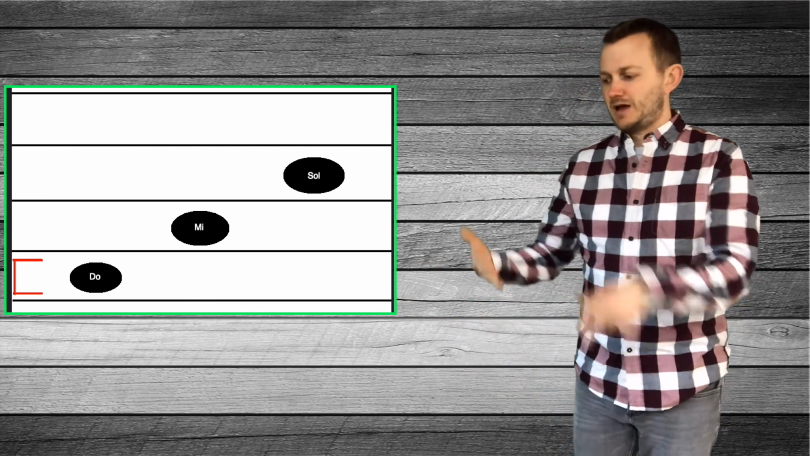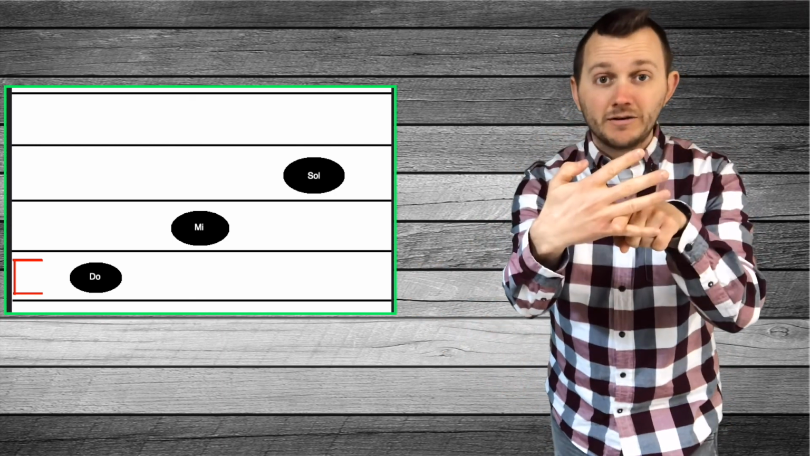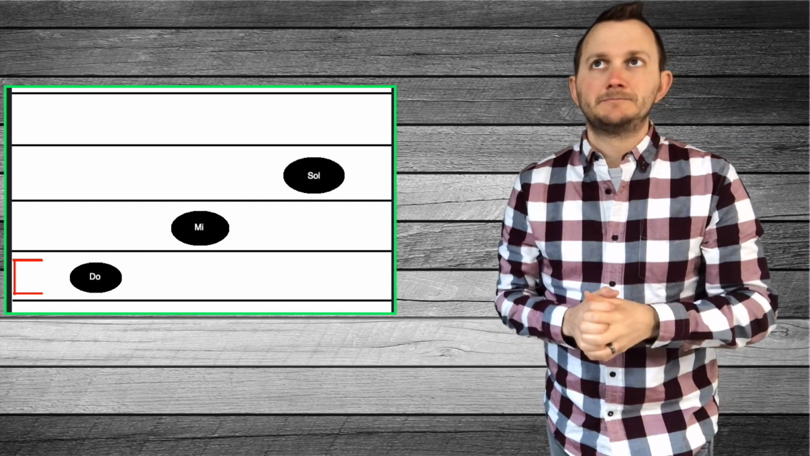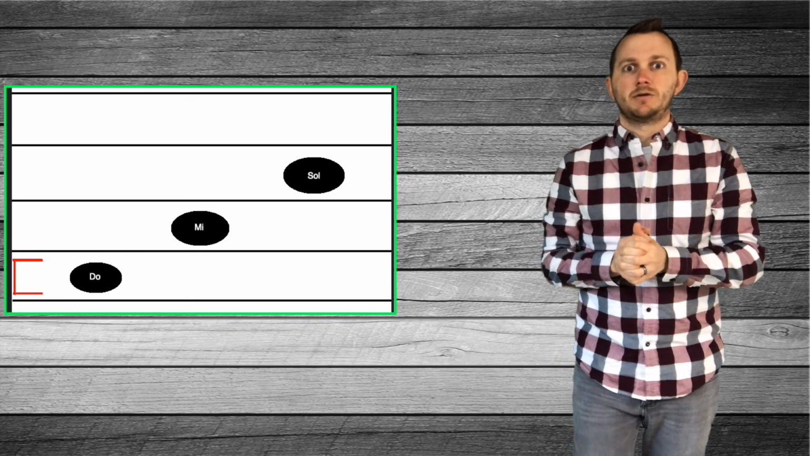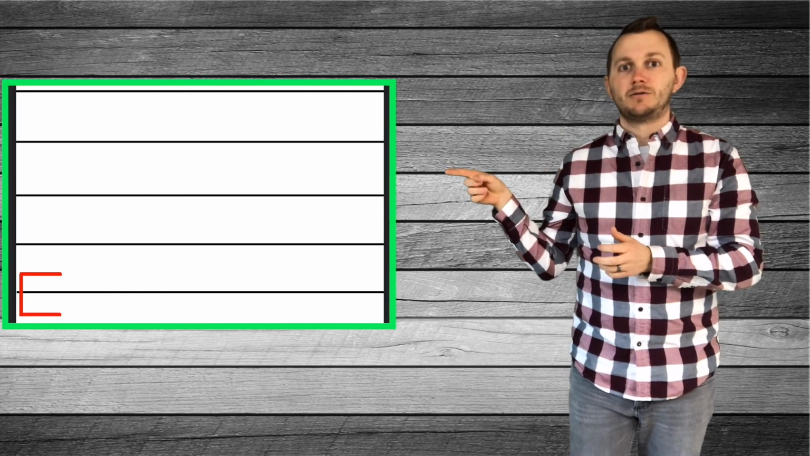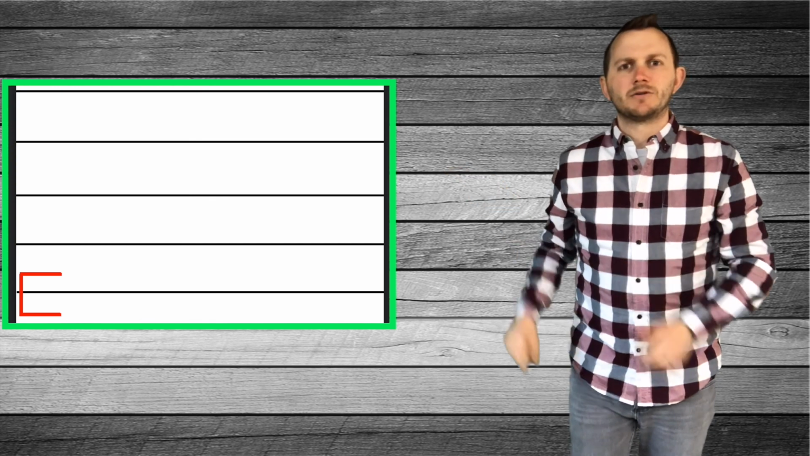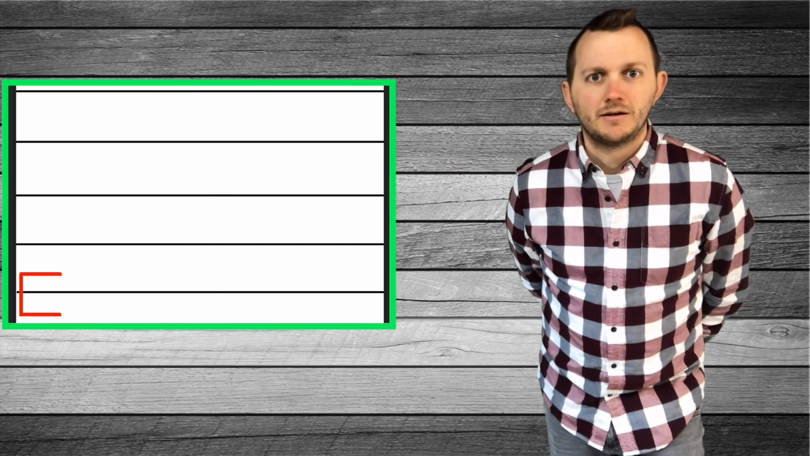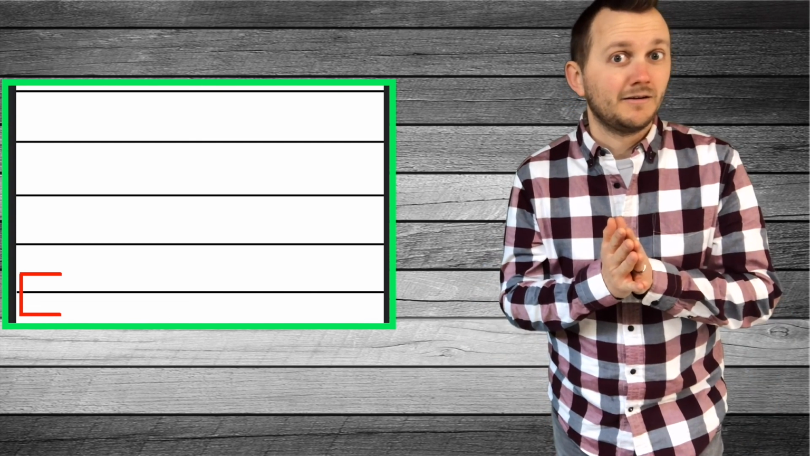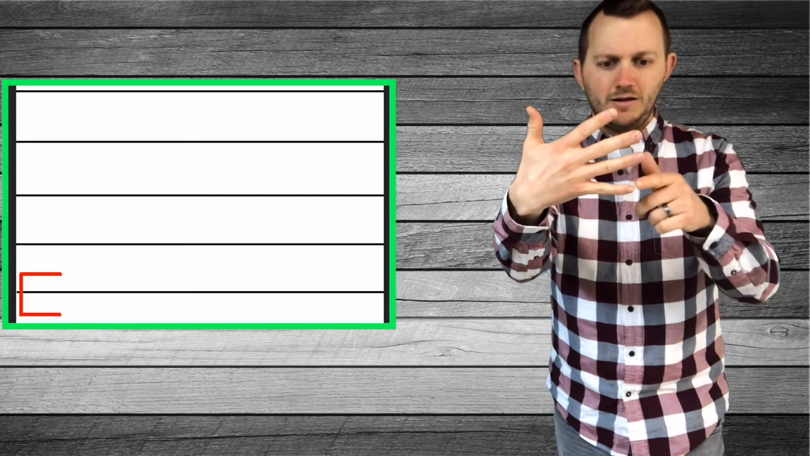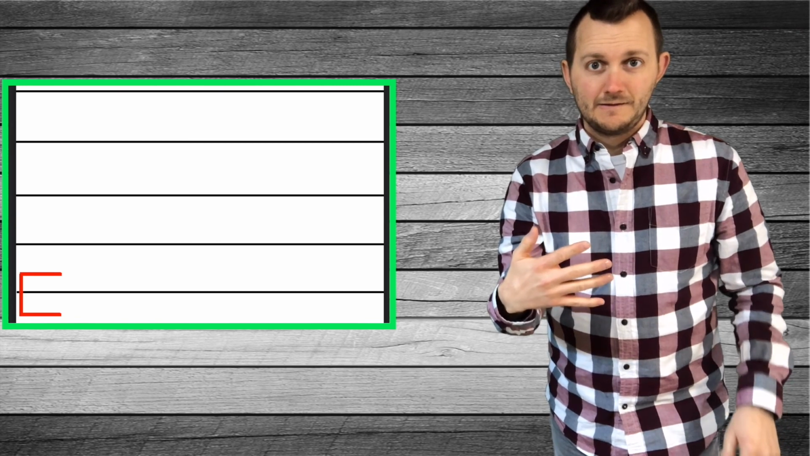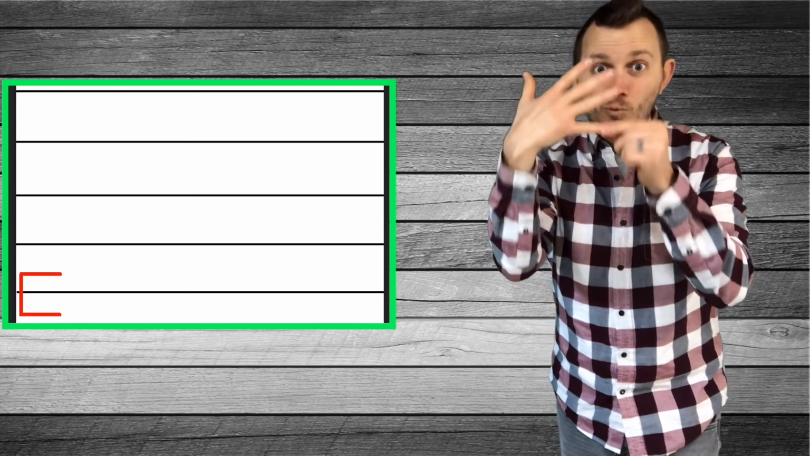So our do finder is going to help us find do, and if we know where do is, then we know where mi is going to be, and we know where so is going to be. What if I'm a little tricky and I go bring? Uh-oh, do finder moved. Now where's the do finder? Is it in a space or on a line? You're right, it's on a line. Now what line is it on? Line 1, line 2, line 3, line 4, line 5? Yeah, it's on line 1.